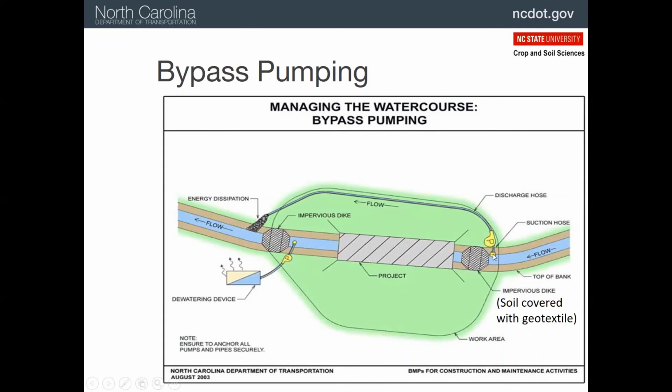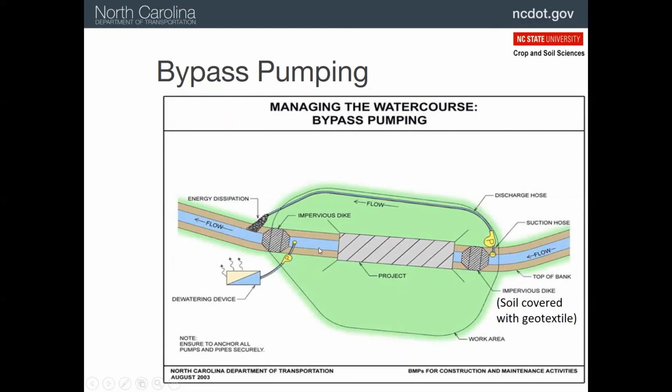And in this case, we're going to put a pump into the stream and pump the water around the work area, release it safely. Notice energy dissipation, put some rocks here so we don't erode the bank, and get it back into the stream. So this is water that's never been touched by our project, so we can just pump it and release it.